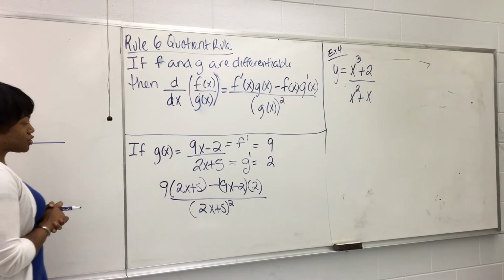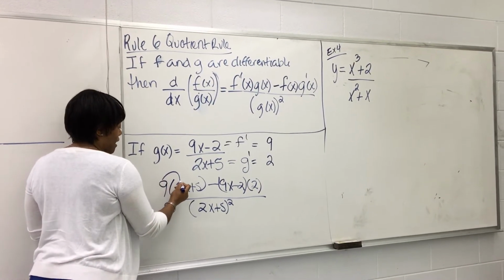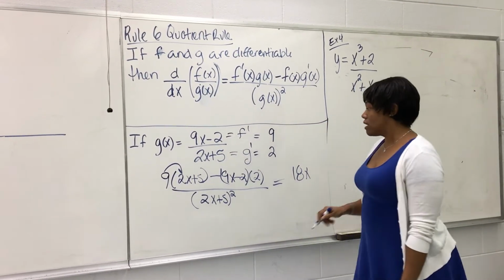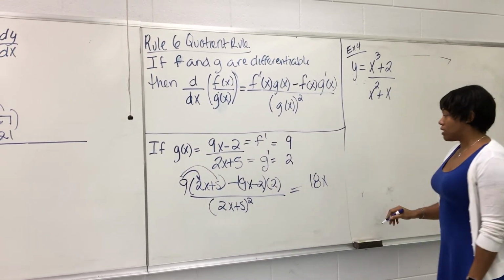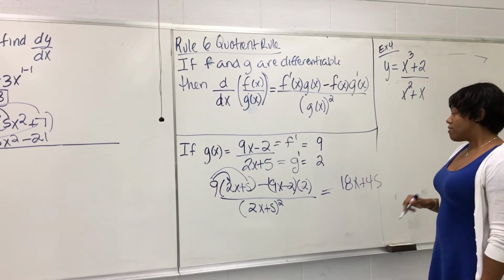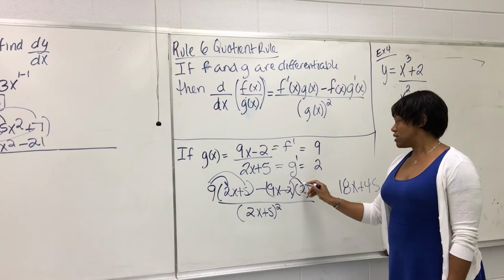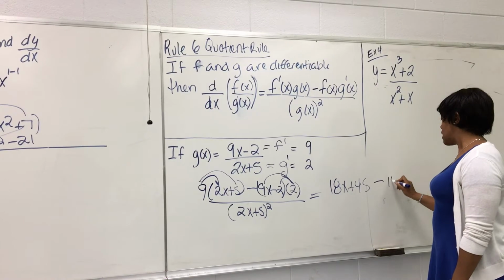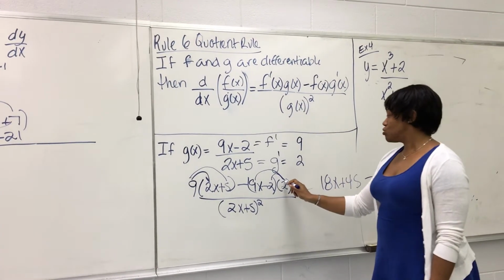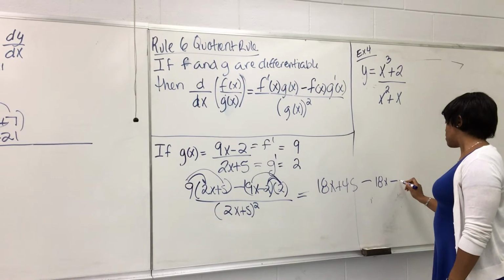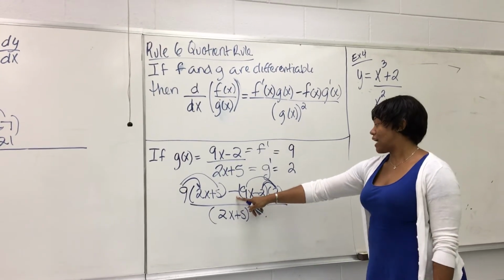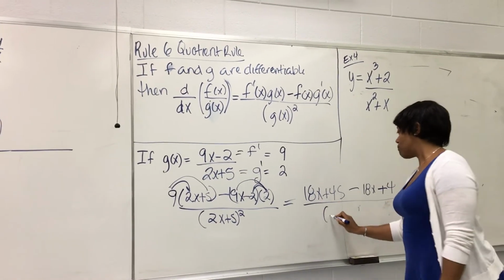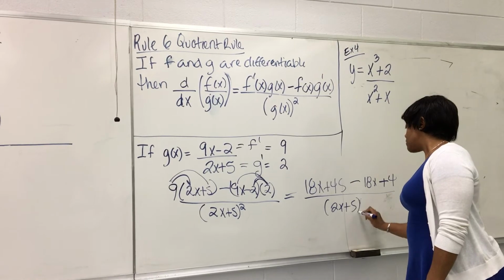Well, I need to distribute at this point. So 9 times 2 will give me a lovely 18x, and 9 times 5 will give me a lovely 45. Then I need to distribute this way: 2 times 9 will give me a minus 18x, and 2 times 2 will give me a negative 4. However, I had a minus sign, so I need to pull that out, and that becomes a plus 4, all over my 2x plus 5 squared.